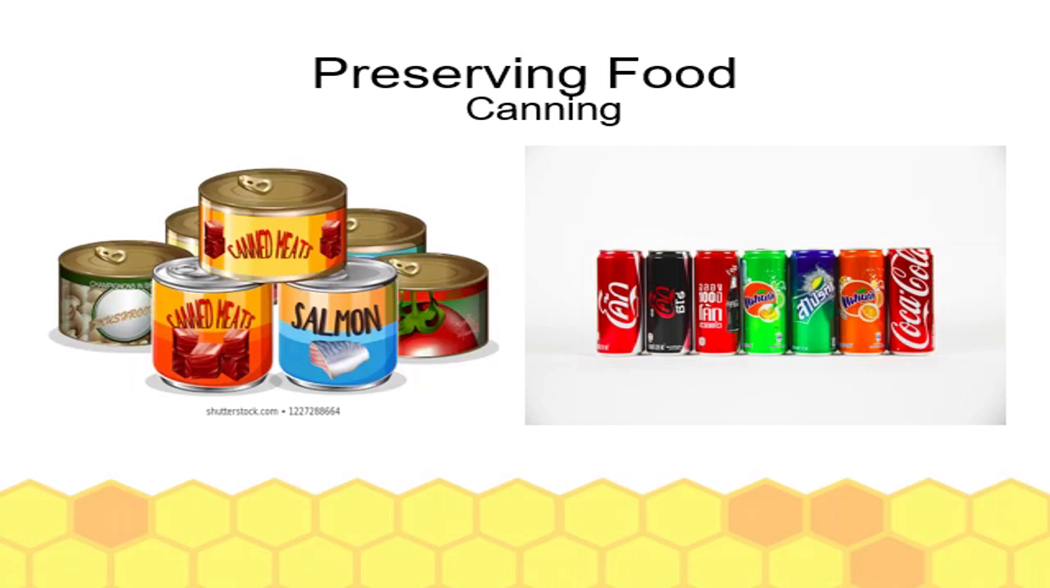In this method, food is placed in jars or containers and heated to a temperature that kills the germs. Fish, meat, fruit juices, and energy drinks are packed in cans.